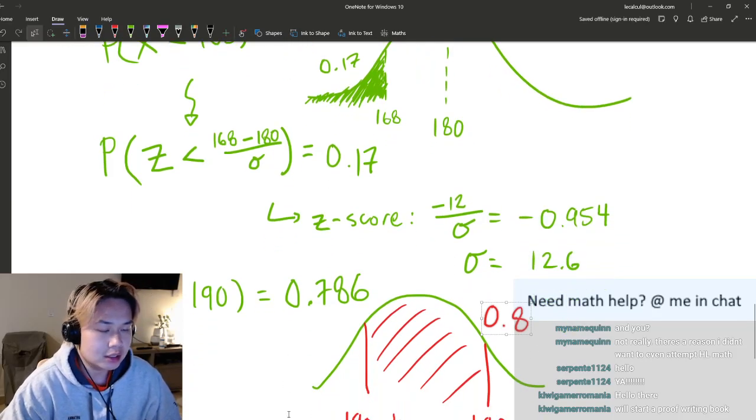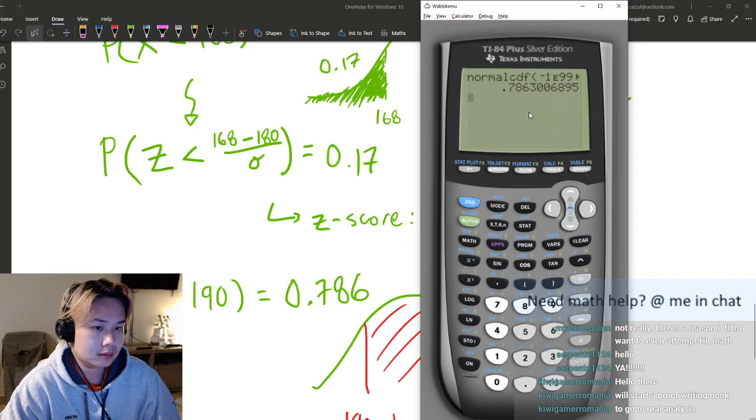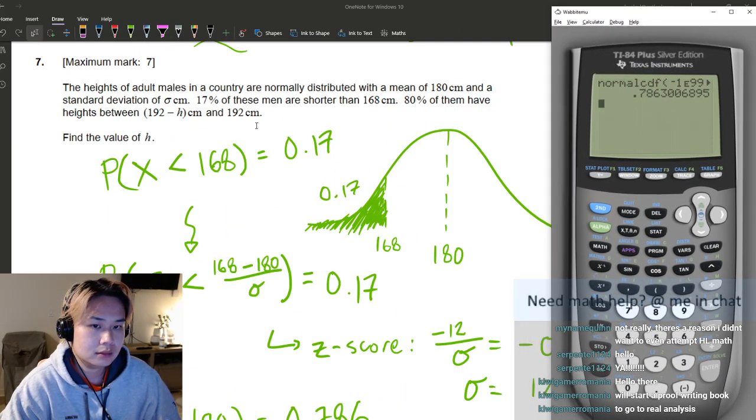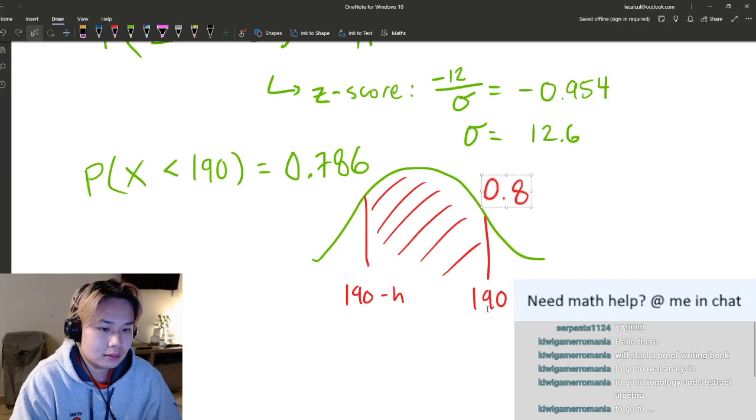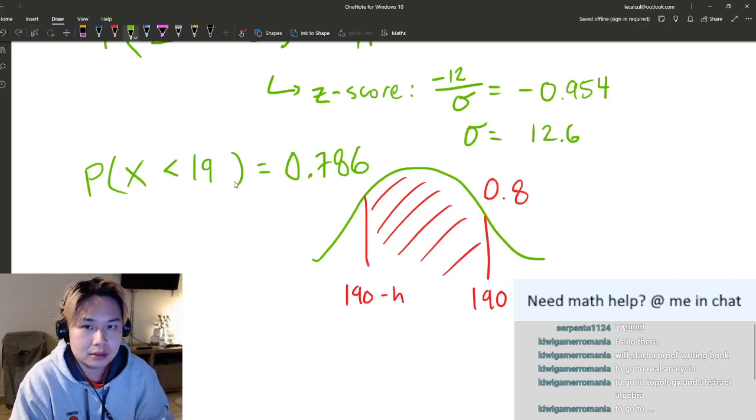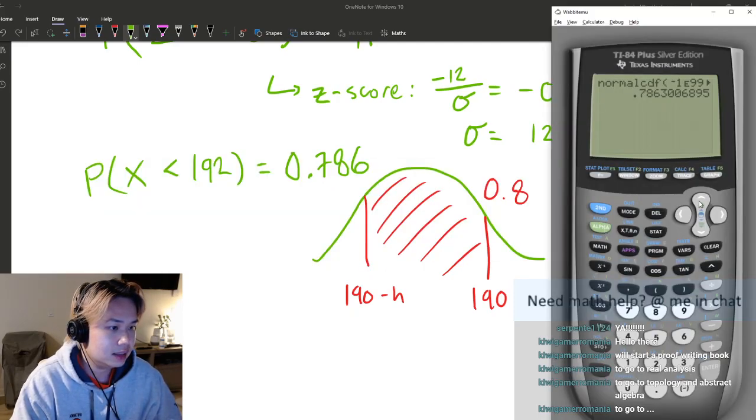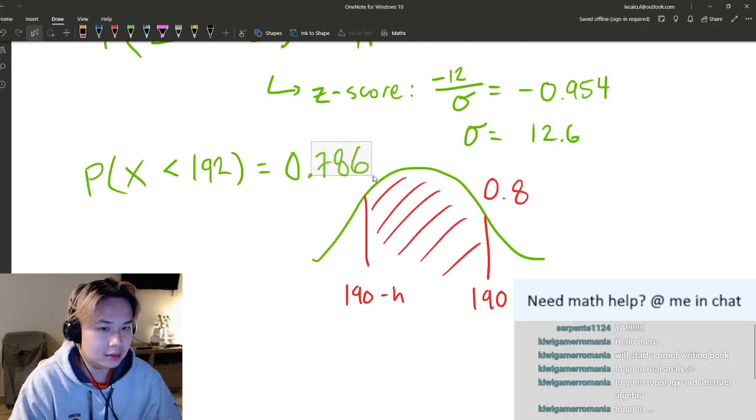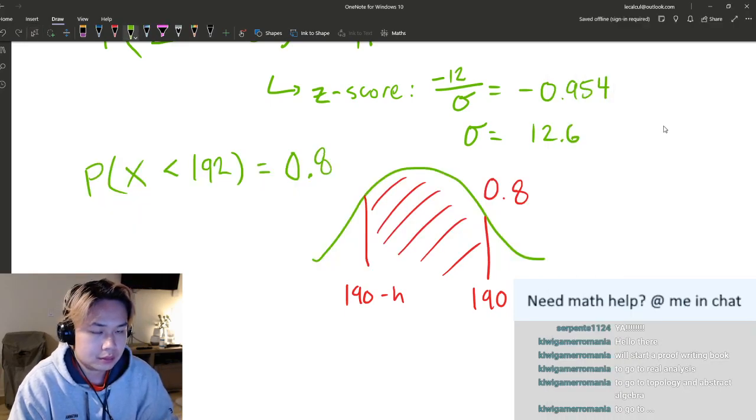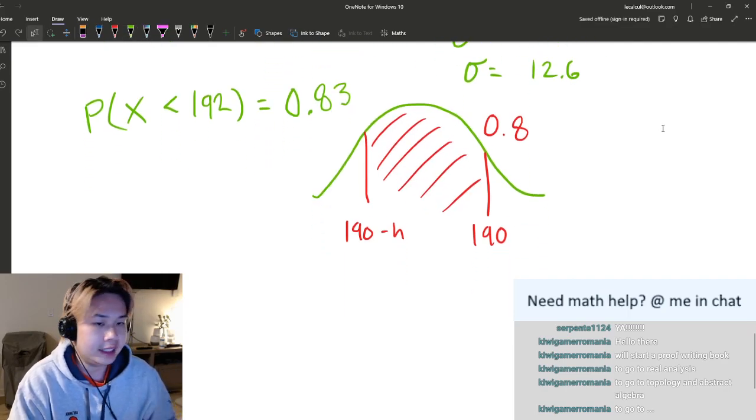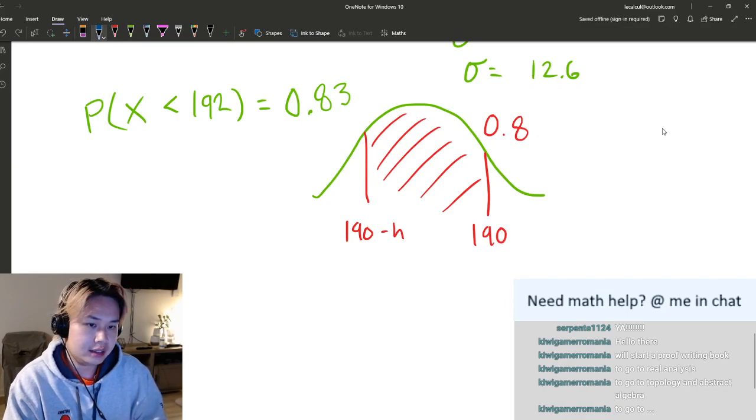So weird. I don't know where I went wrong. Oh, 192. Maybe that's where I went wrong. This should be 192. Let's try this again. There you go. Okay, so this is 0.829, rounded, so 0.83. All right, so that means that this little piece right here needs to be 0.03.